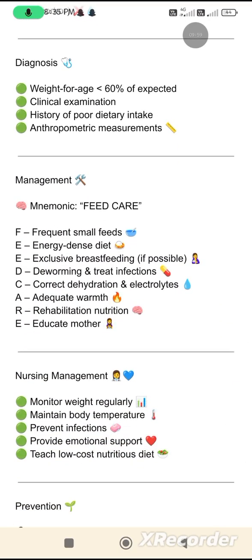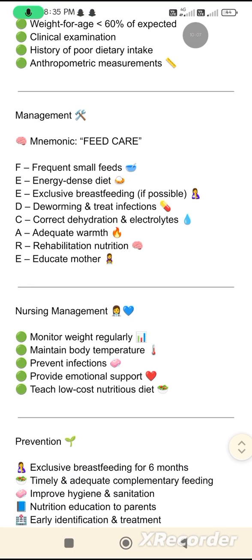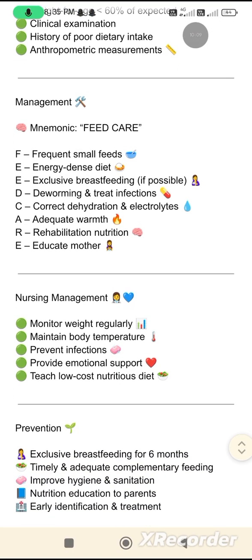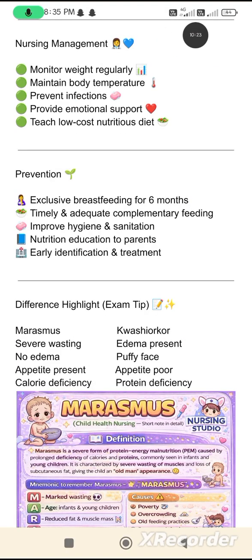The diagnosis: weight for age, clinical examination, history of poor dietary intake, anthropometric measurements. Management is feed care. Frequent small feeds, energy dense diet, exclusive breastfeeding, pruning, treat infections, correct dehydration and electrolytes, adequate warmth, rehabilitation, nutrition, educate mother. Nursing management is monitor weight regularly, maintain body temperature, prevent infections, provide emotional support, teach low cost nutritious diet.